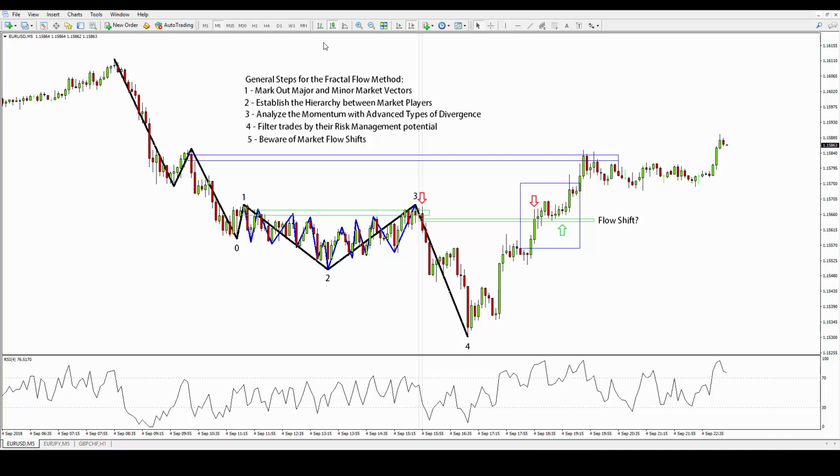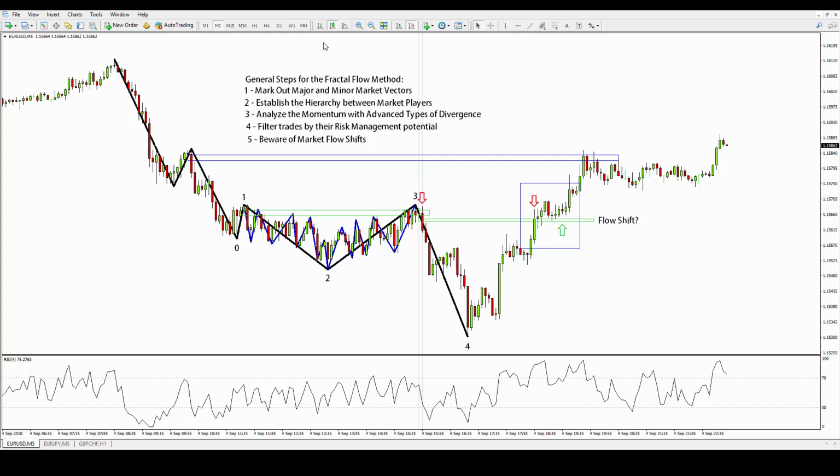This first step is connected with the second step, which is the identification of the hierarchy between market players. By marking out the market vectors, you should have a better idea of where powerful buyers and sellers are in the chart. For example, in this chart we have major black vectors going down. Number 2 is lower than 0, which makes 1 a solid market structure, and therefore, a good place to place a stop for example. The first green rectangle you see here is the turning point between vectors 0 through 2, and it is roughly speaking where the sellers are supposed to appear again.